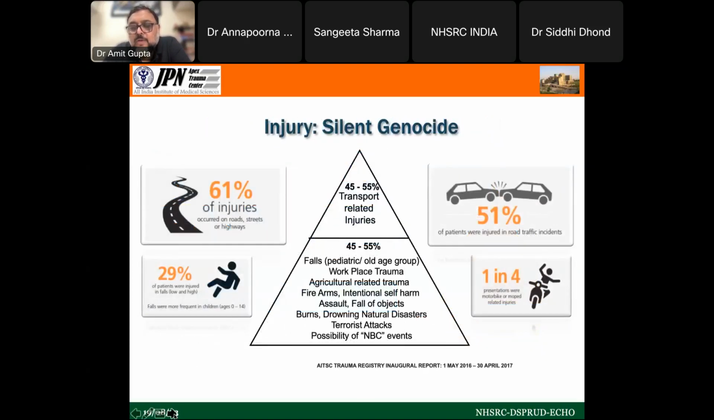Our study itself showed that only about 45 to 55% are transport related injuries. Rest of them fall in the category of non-transport related injuries. That means falls, which are common in pediatric and old age people, workplace trauma, agricultural related trauma, firearms, intentional self-harms, that means suicides, and other issues like natural disasters and other things. So there are other causes of injuries, not only road traffic injury. So the death and the disability is much, much higher than is projected in road traffic data.